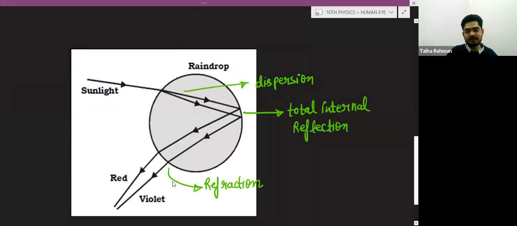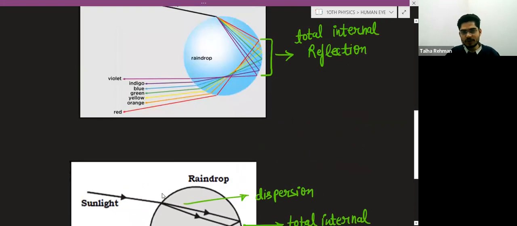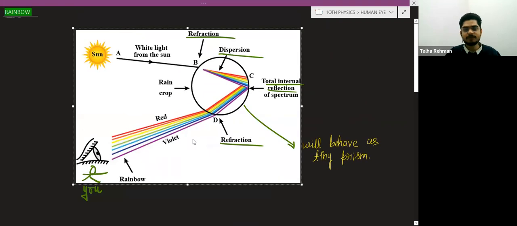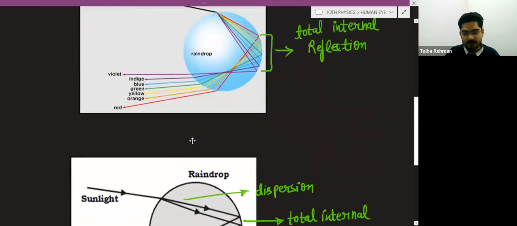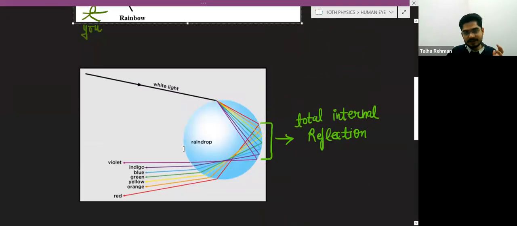I think this diagram is better too. Just show there is red color on the top and violet color at the bottom, and in between there are other colors also. I am not saying that there will be only red and violet. This is the diagram that I want you to draw in your exam if you are not able to draw the other types of diagram. So basically this is the rainbow.